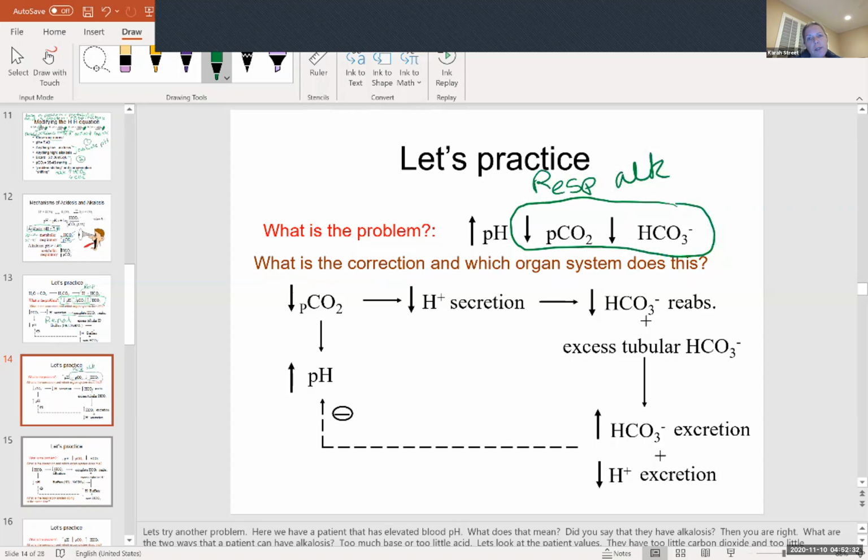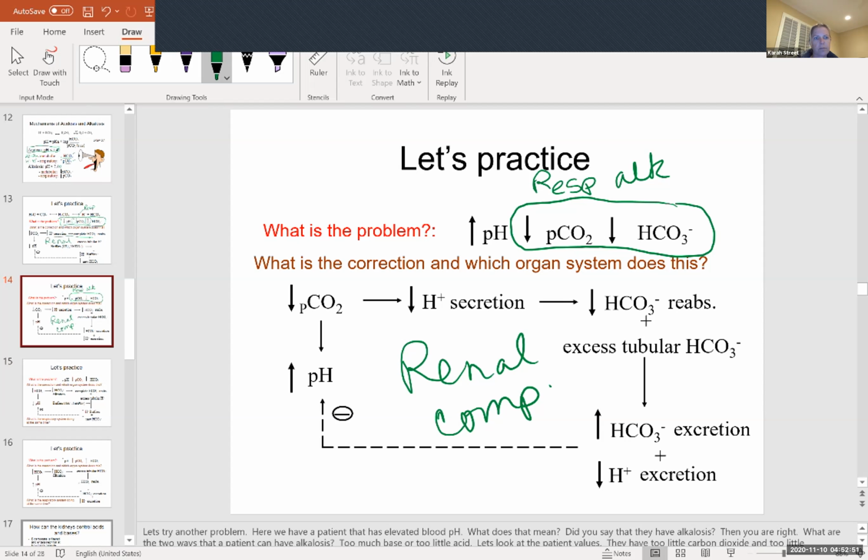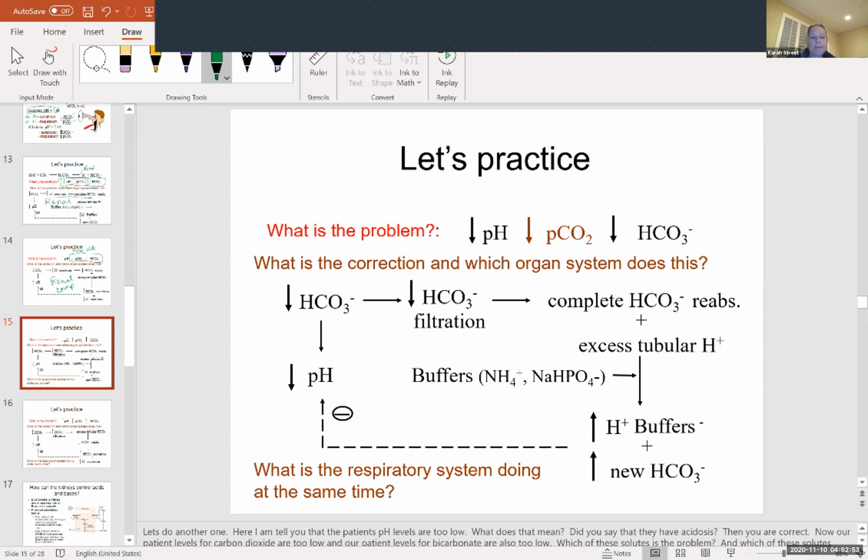And if the respiratory system is dysfunctional, what is the only system left to compensate? The renal. Renal compensation. How that happens, the molecular process, we're going to get there. Not right now. Here's another one.